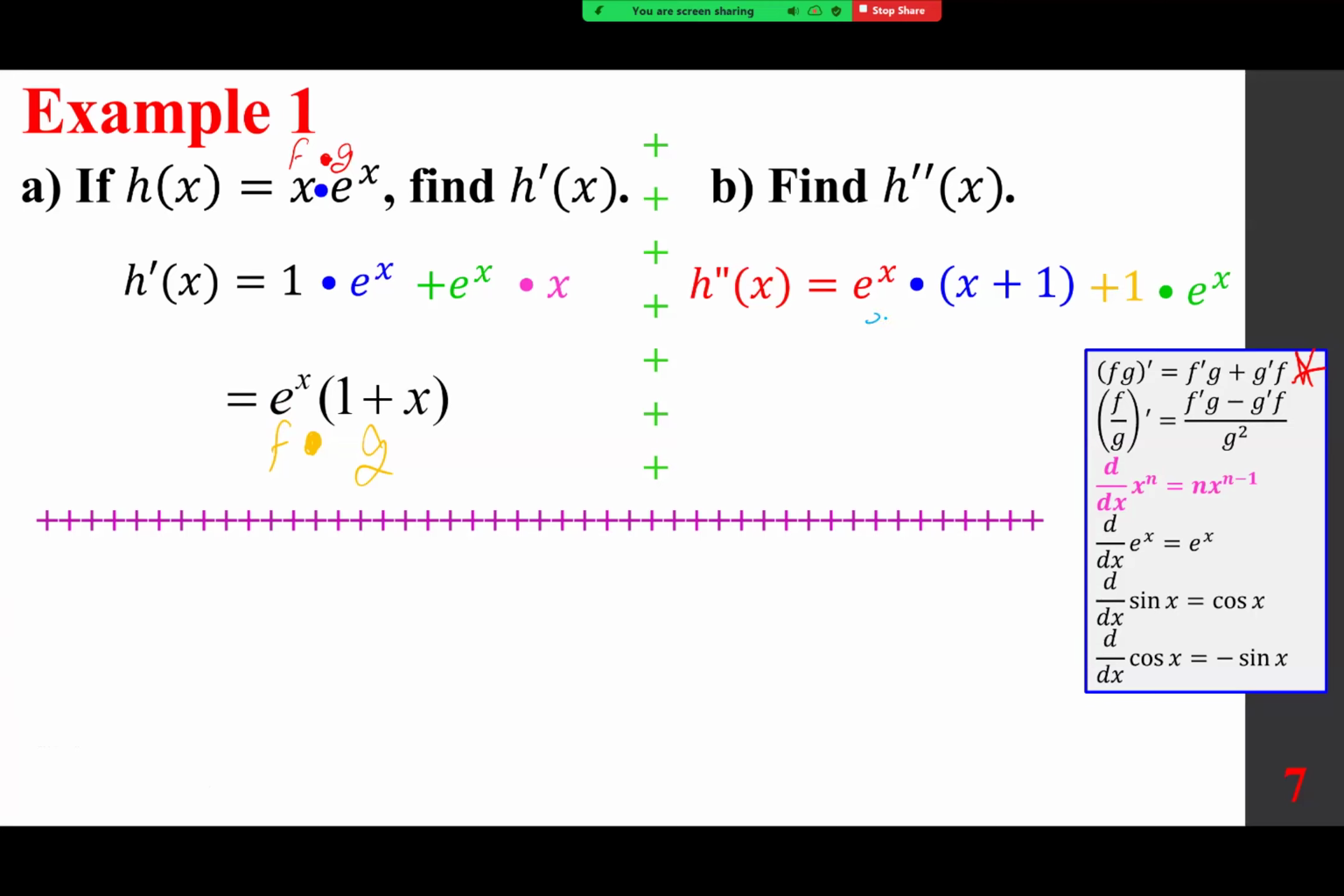If I take e to the power of x out, I have x plus 1 here. I have 1 here, and I get e to the power of x times x plus 2 as the final answer.